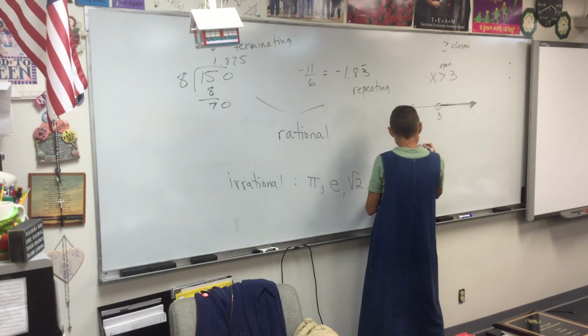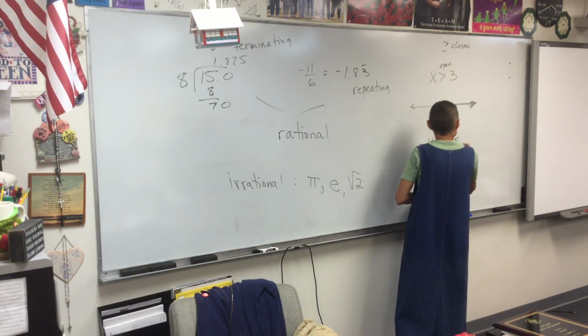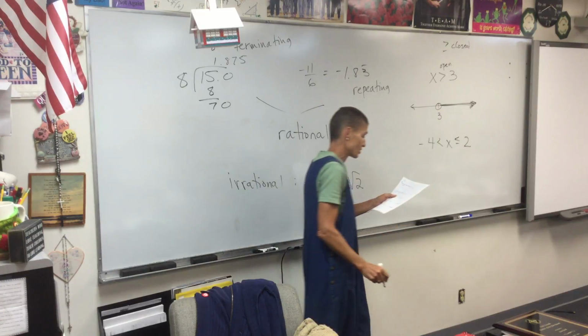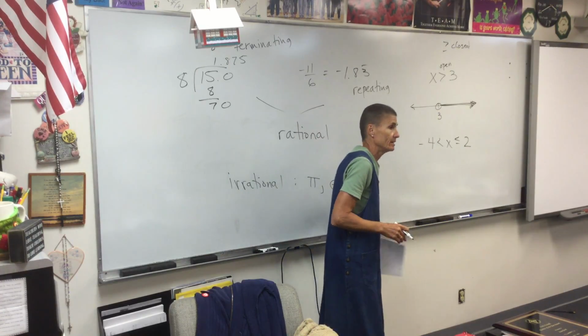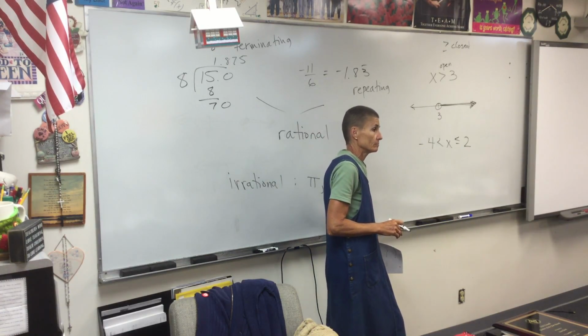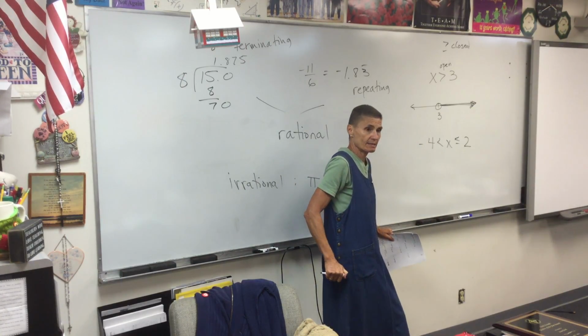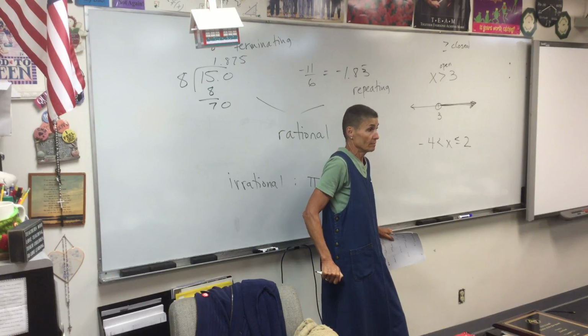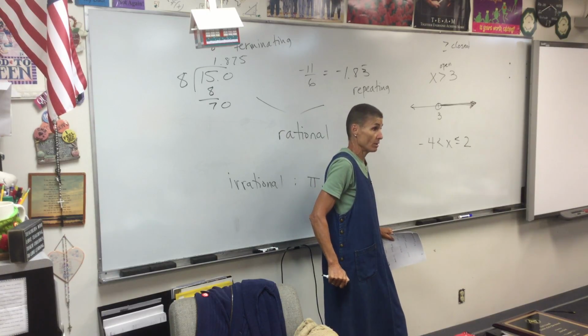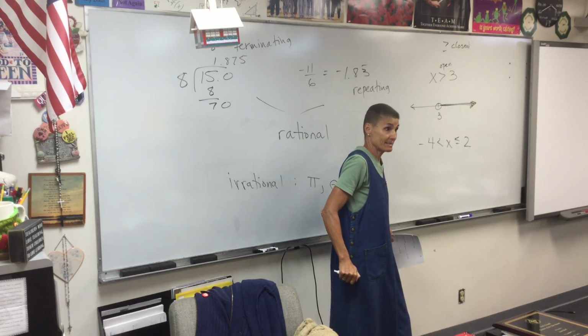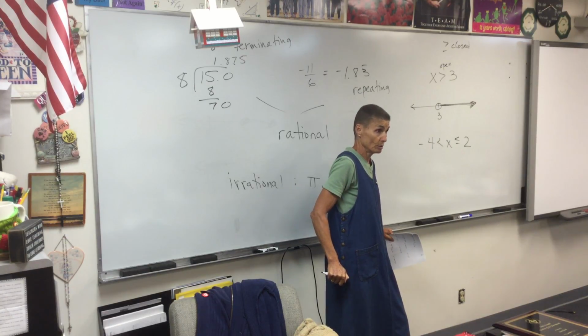Alright, how about this one? What's that going to look like? It says describe and graph. What does that look like? What's the description? What are we talking about? All the X's where? Bigger than -4, but less than or equal to 2.